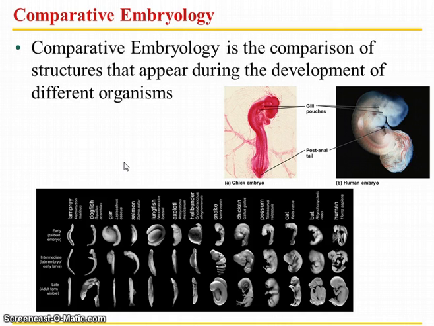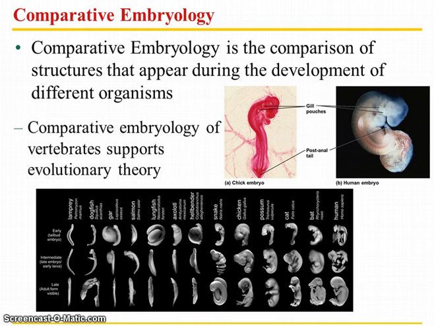We can learn a lot by looking at, for example, shark embryos to understand our embryos. And here's an example of different embryos from different animals. And you can see there are very similar structures. This supports the idea of evolution.